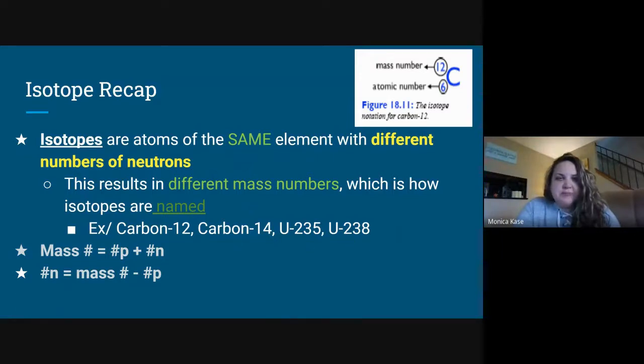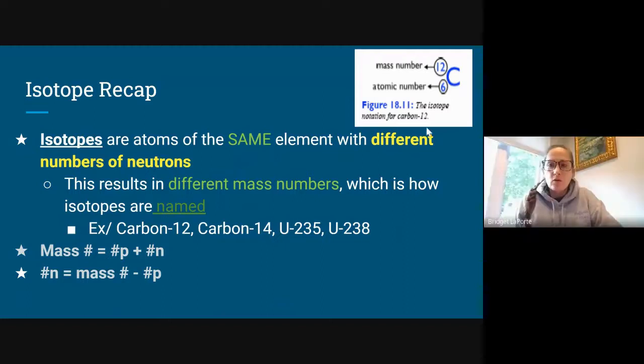So, for example, we have carbon-12 and there is one called carbon-14. There is a difference there because of that number of neutrons. Same with uranium-235 and uranium-238. And then just another recap, our mass number is equal to our number of protons plus our number of neutrons. And in order to find our number of neutrons, we can take our mass number and subtract the protons. And remember, the number of protons is the same as the atomic number.